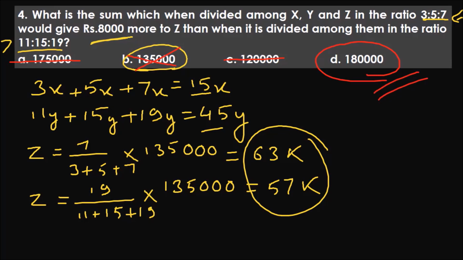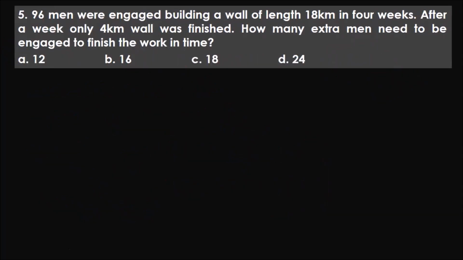Let's move on to the next question. Now in this question, the language is a little shady, but it's actually a very simple question if you understand what the question is telling us. Let's start. 96 men were engaged building a wall of length 18 kilometers in 4 weeks. Okay, so this is what they had to do. But could they do that? Obviously not.